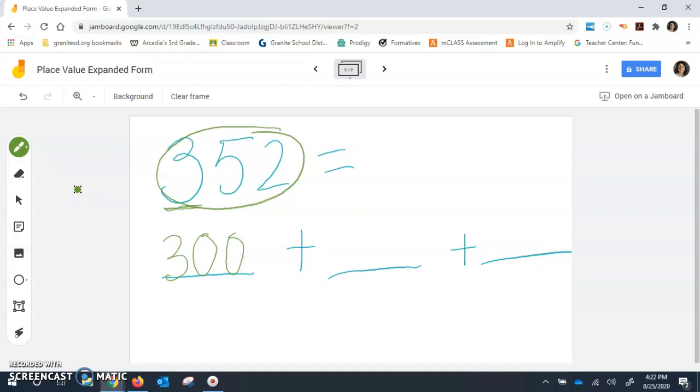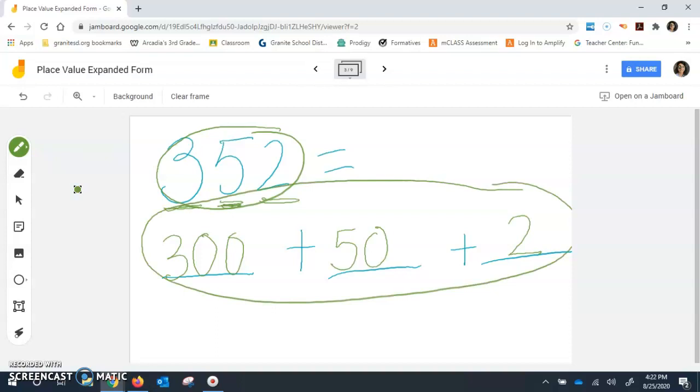Then I go to my next number, which is 5. And once again, you can't just put a 5, you would have to put 50, because 5 is in the tens place, therefore it's worth 50. And then you have your last number, which is 2. And you can just put a 2 there because it's just a 2 in the ones place, 2 ones. So this is our answer right here: 300 plus 50 plus 2. Because if I add those together, that's what I would get, 352.